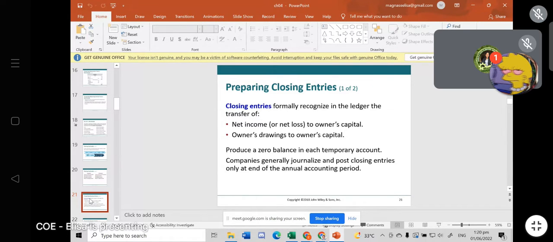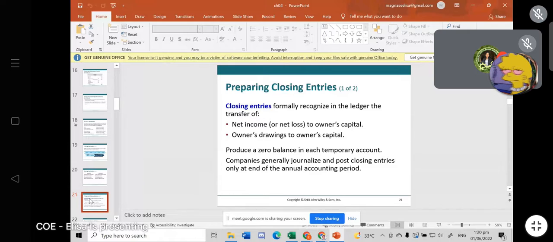Let us understand that drawing means the owner, or the attorney, withdrew 3,000 worth of capital. That is drawing of 3,000. So that should be deducted from his capital. Since he withdrew 3,000 worth, at the end of the period his capital should be reduced. Now, closing produces a zero balance in each temporary account.